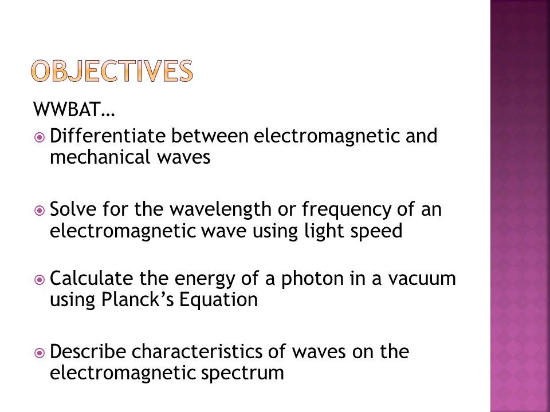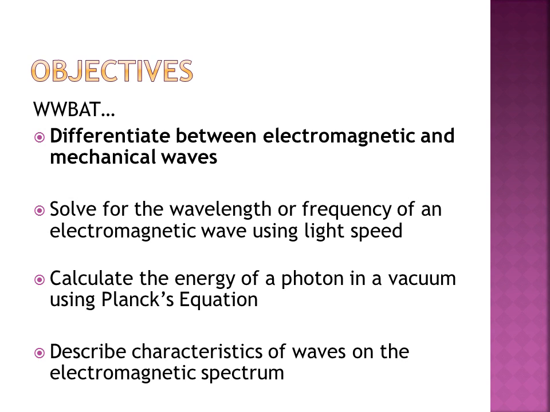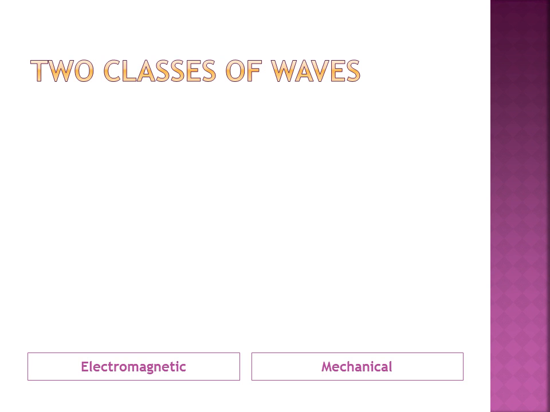Today's objectives: today we'll differentiate between electromagnetic and mechanical waves. We'll solve for the wavelength or frequency of an electromagnetic wave using light speed. We'll calculate the energy of a photon in a vacuum using Planck's equation. And we'll also describe the characteristics of waves on the electromagnetic spectrum. Let's start with our first objective.